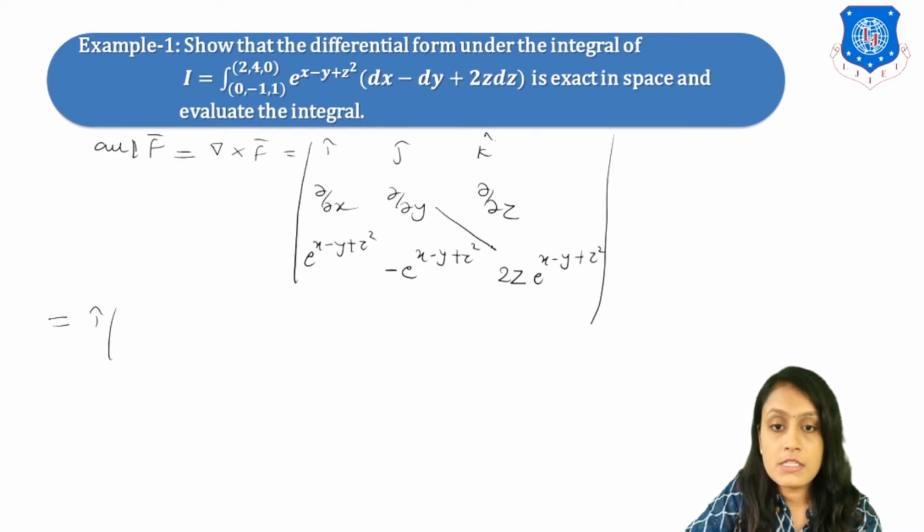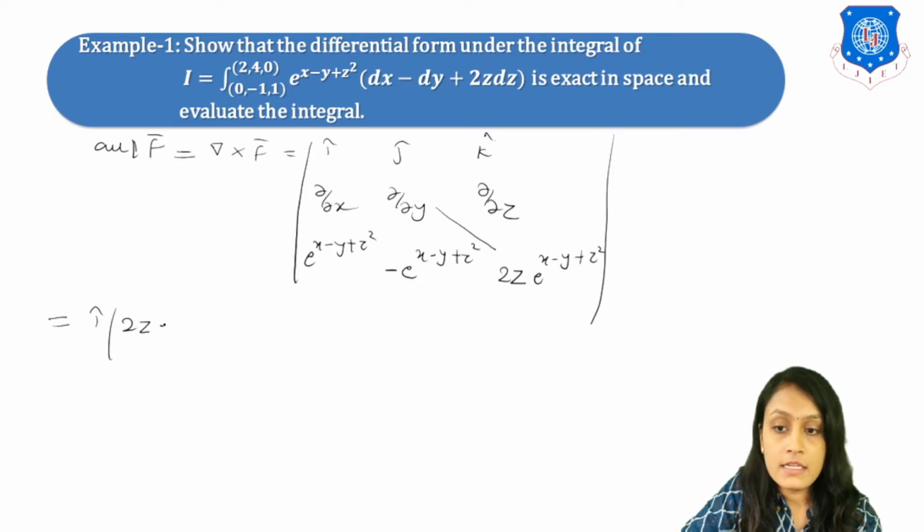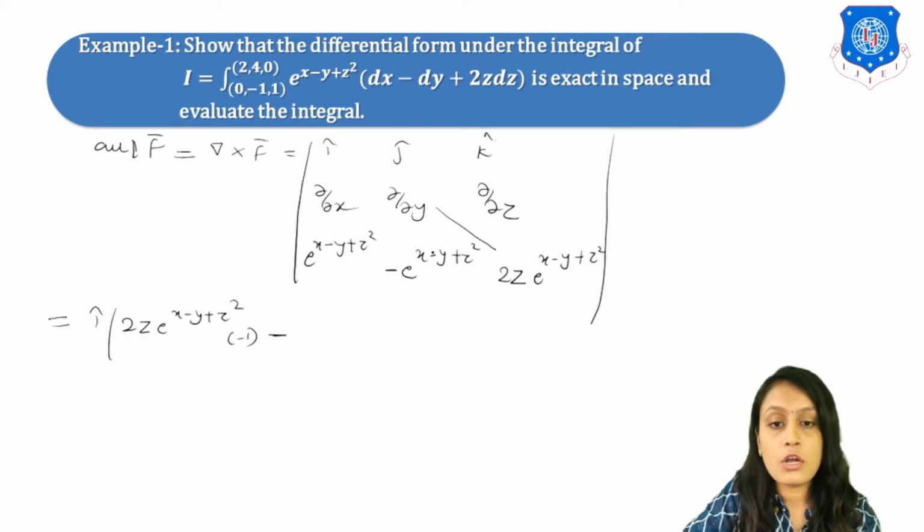Now first we will solve this. With respect to y we have to find its derivative. So it is 2z e raised to x minus y plus z square as it is, and the derivative of this term with respect to y will be minus, so here we have minus sign. Minus, now we have to solve this. What we have over here is minus, as it is, e raised to x minus y plus z square, and again the derivative of this term with respect to z is 2z.